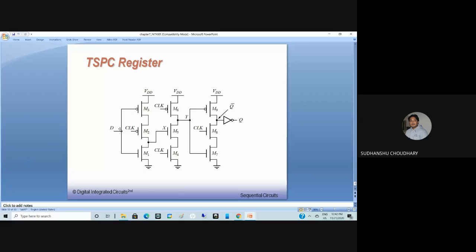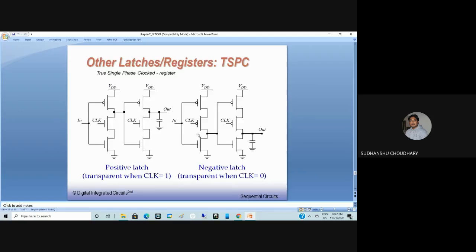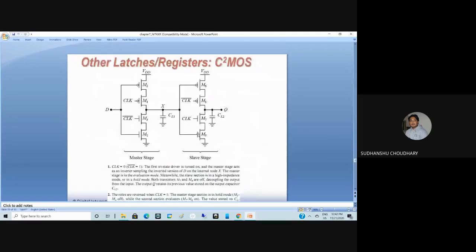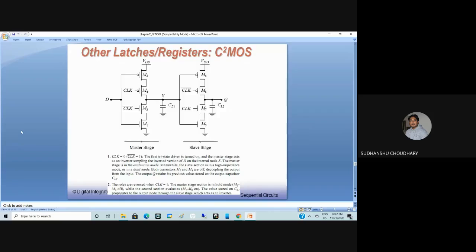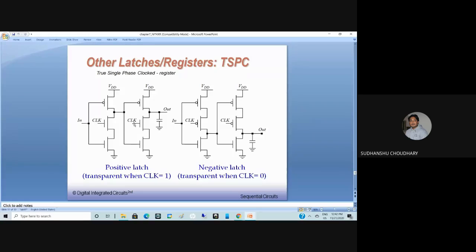Sir, why the name true single phase? True single phase, because we have only one clock. We don't have clock and clock bar, which are two different phases of the clock. In the previous case, where we had two clocks, the clock and clock bar, they are out of phase. Here we have only one clock, so it is called a true single phase clock.